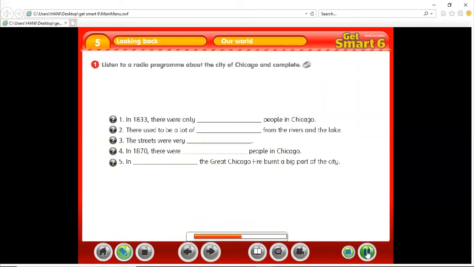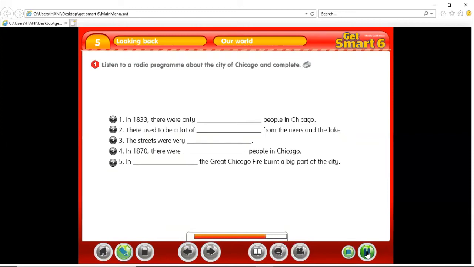In the beginning, the city wasn't a very nice place to live in. First of all, there used to be a lot of insects because of the rivers and the lake, and people didn't have clean water to drink. Secondly, the streets used to be very dirty and difficult for carriages to move around. However, the people worked hard and built streets, motorways, bridges, and buildings.